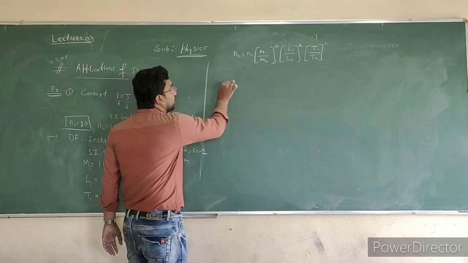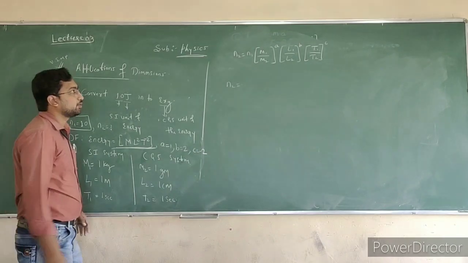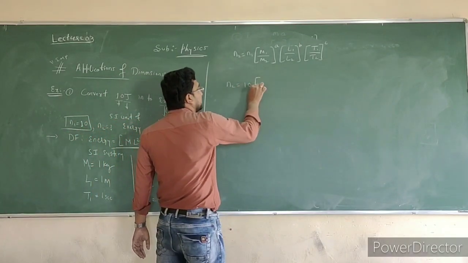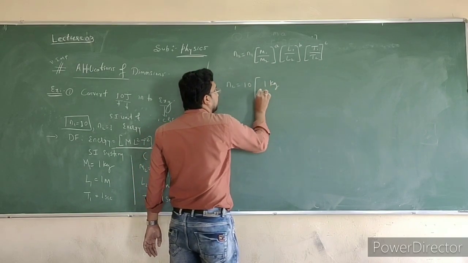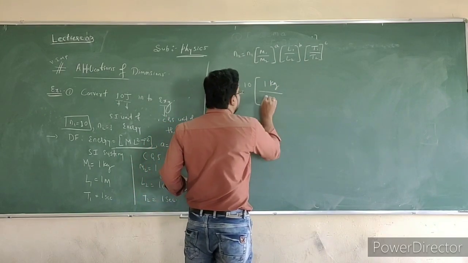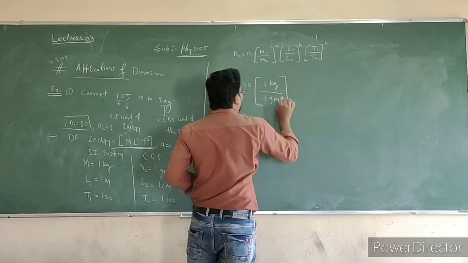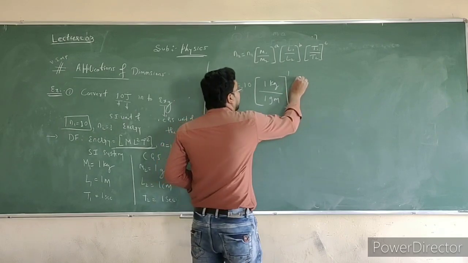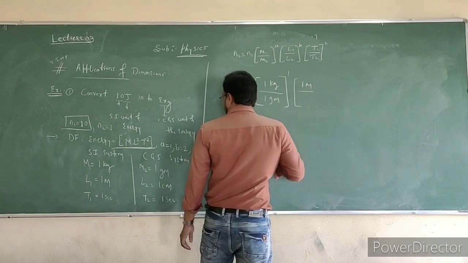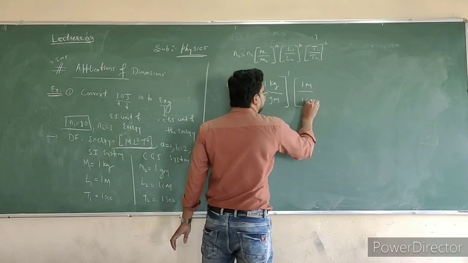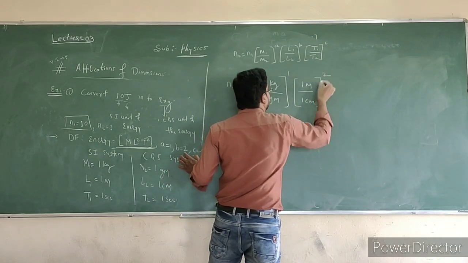So here N2 is equal to N1 value as it is. N1 value is 10, substitute here. Next, M1 value is 1 kg. Next, M2 value is 1 gram. Our A value is 1. Next, L1 value is 1 meter. L2 value is 1 centimeter. The power B value is 2.